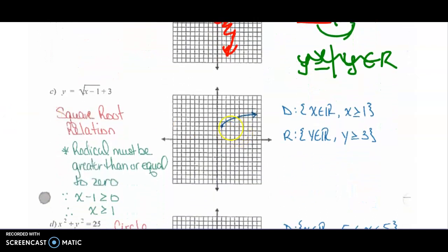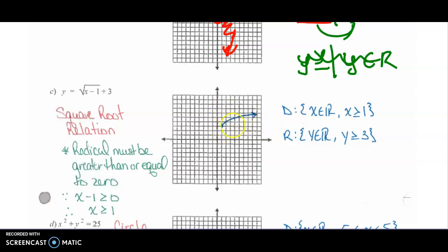This guy here looks like that. So we'll talk about that later, how to plot these. But that's what it looks like. So now once you have the graph, you can get the domain and range of any graph. It doesn't even have to make sense to you. You don't even have to know where it comes from.